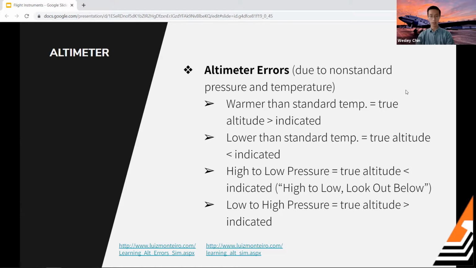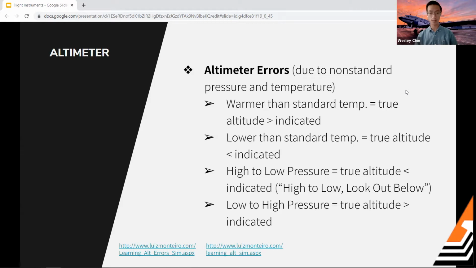So again, that means whatever you're seeing on your altimeter is a little bit too high. Now there are also errors due to pressure. Let's say, for example, you're going on a cross-country flight, flying from an area of high to low pressure, but you do not change your altimeter setting. If that's the case, your true altitude is lower than indicated. So again, whatever you're seeing on the altimeter is too high. To remember this, the phrase "high to low, look out below" will help you remember what's going on there. And for flying from low to high pressure without adjusting your altimeter setting, your true altitude will be higher than indicated. So again, whatever you're seeing on the altimeter is too low.